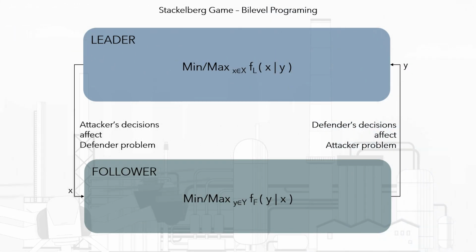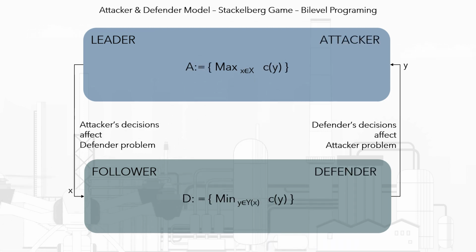In this type of problem, the leader's decisions affect the follower problem, and followers' decisions affect the leader problem. Each player, leader and follower, has their own goals, represented by their objective function. The image presents the AD model as a bilevel problem according to Heinrich Freiherr von Stackelberg's theory.